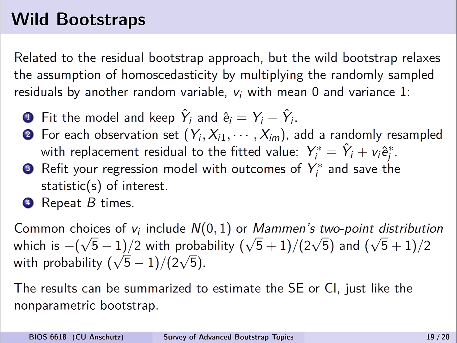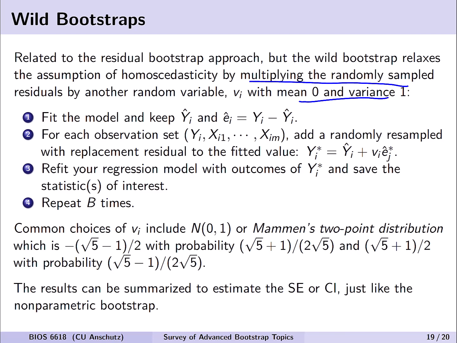Another twist of this residual bootstrap is the idea of wild bootstraps. And this literally builds off of this idea here, but not just by adding a randomly resampled residual value, but also by multiplying that by a randomly sampled random variable v sub i, which will have mean 0 and variance 1. Now, essentially, we follow the exact same steps we had on the slide before.